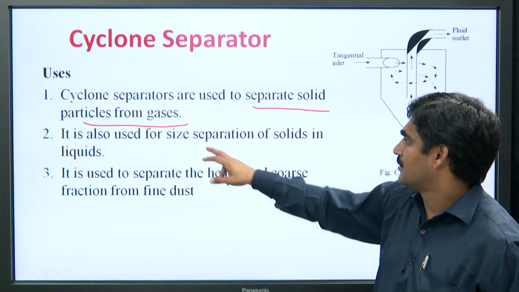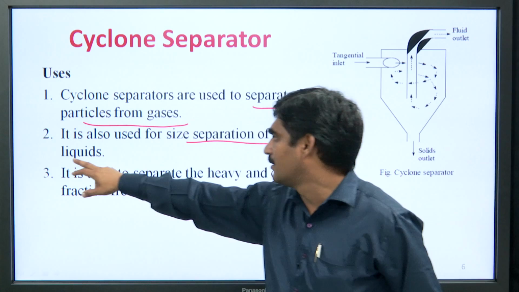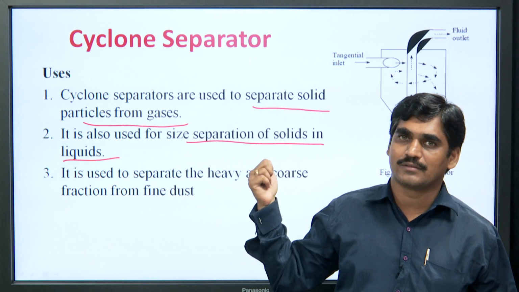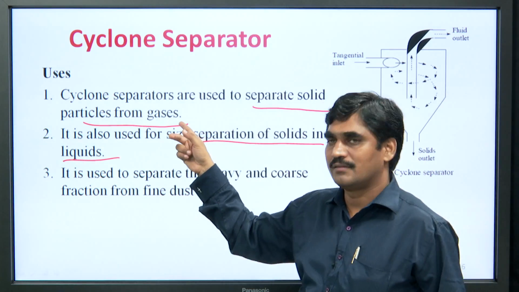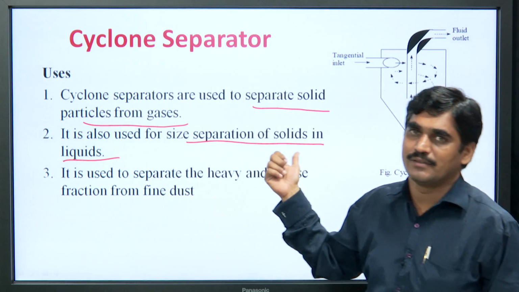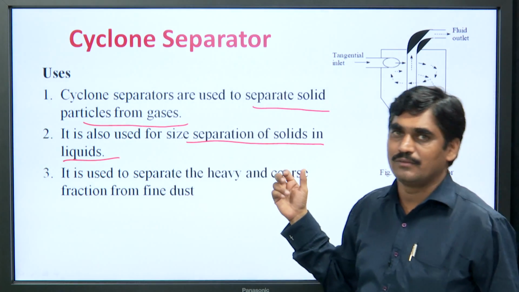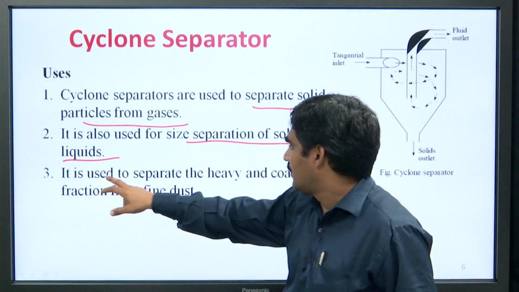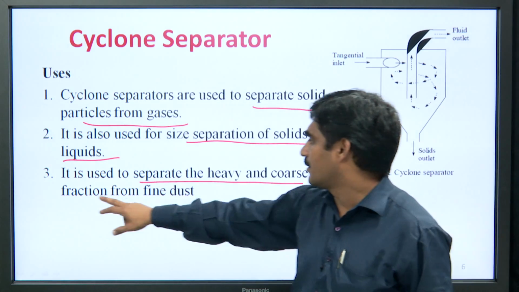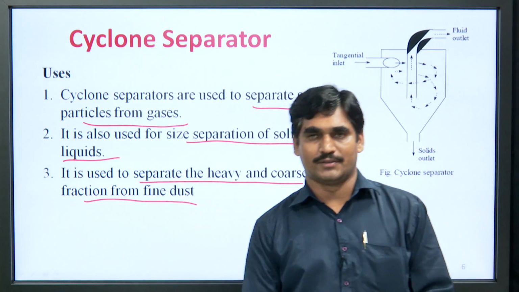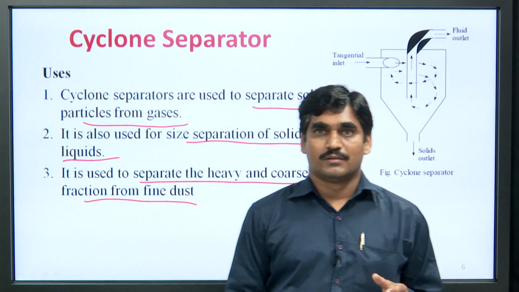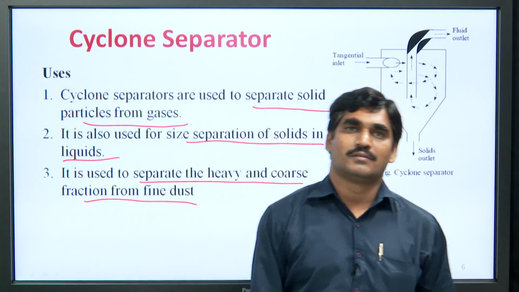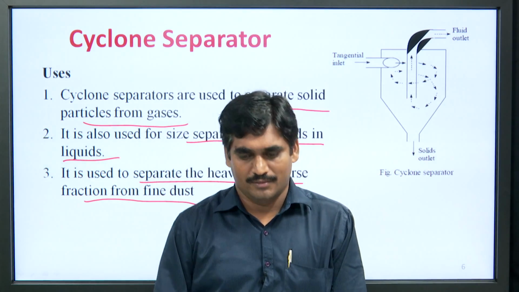Second, it is also used for size separation of solids in liquids. Generally we are using two types of fluids, air or water. So, the first application is for gases, the second application is for liquids, or we can say that solids can be separated from water. It is also used to separate the heavy and coarse fraction from fine dust. So, heavier or coarser particles can also be separated with the help of this cyclone separator.